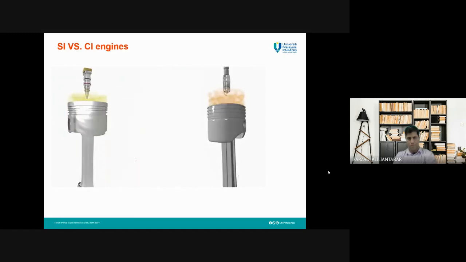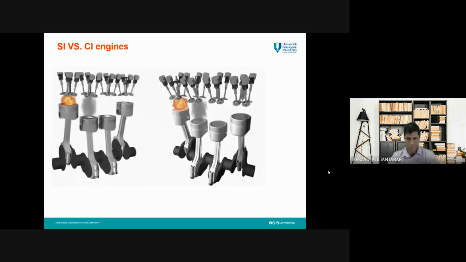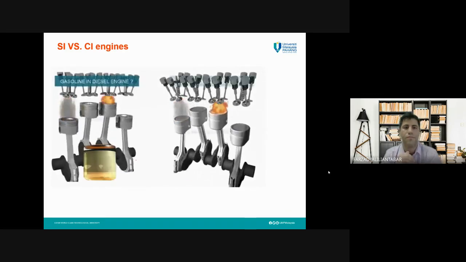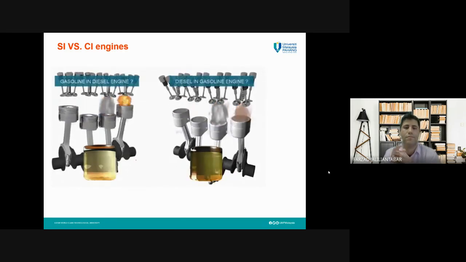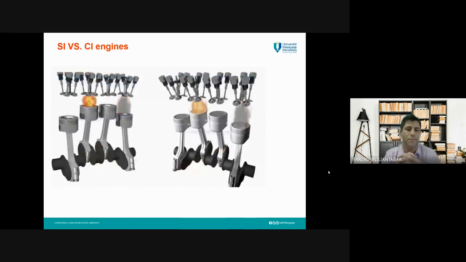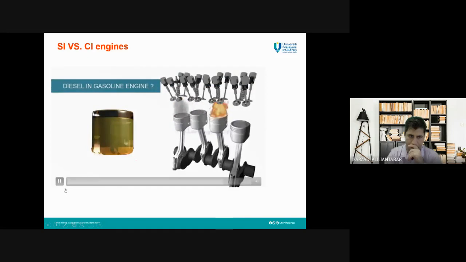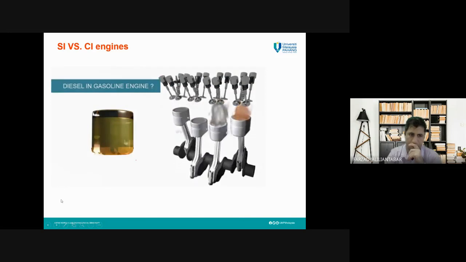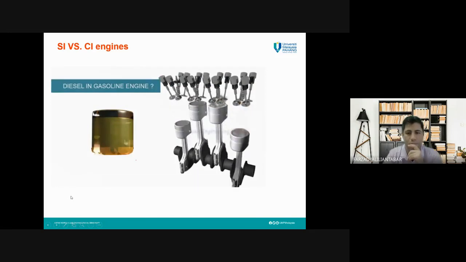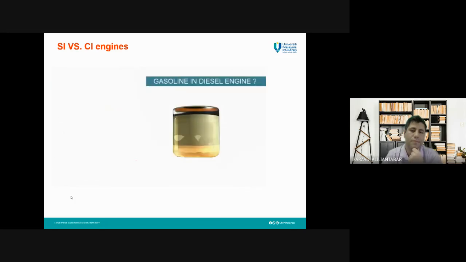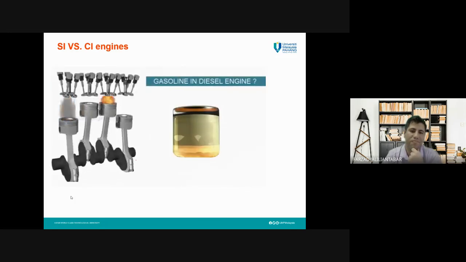An interesting question many people wonder is, what if I put gasoline into a diesel engine or vice versa? Diesel in a gasoline engine will not even cause firing. The reason is simple. Diesel is less volatile and will not mix with the air properly, and the sparking will not initiate any combustion.